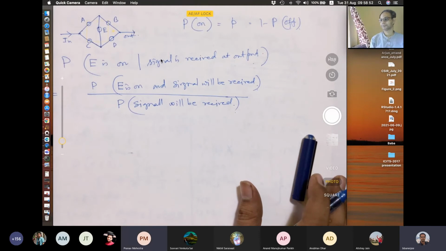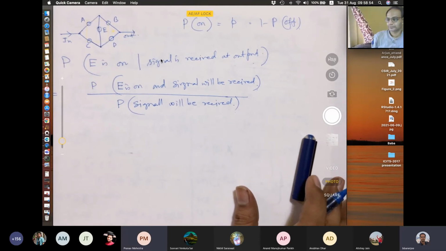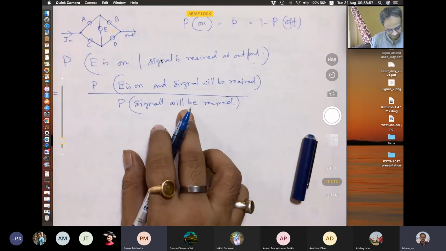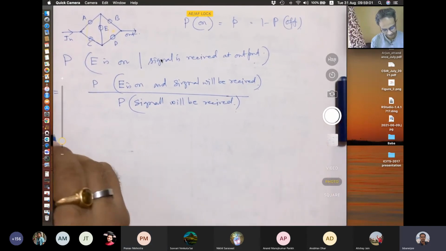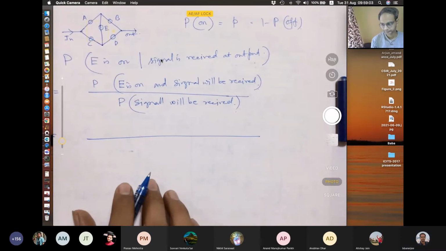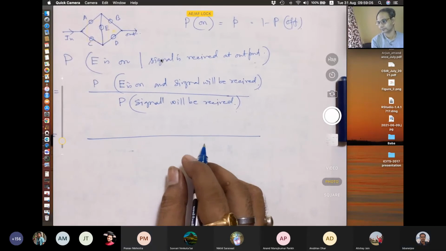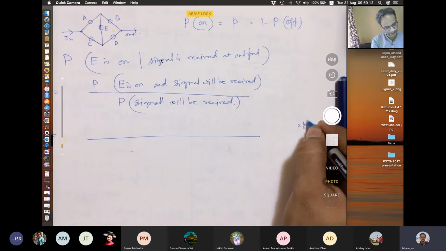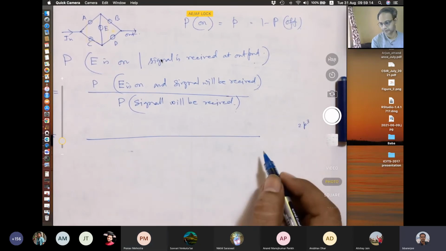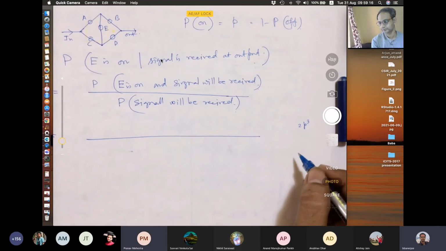Sir, is it p cube by p cube plus p square? Which one, the denominator? No, sir, overall. Overall. So tell me part by part. So the upper one would be 2p cube. Okay, let us consider 2p cube. Denominator? 2p cube plus 2p square.